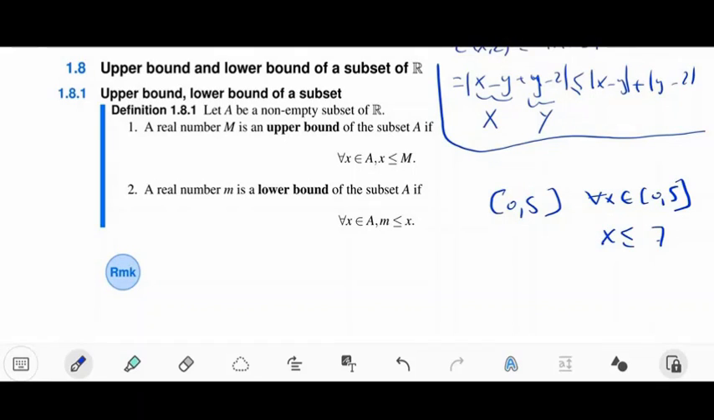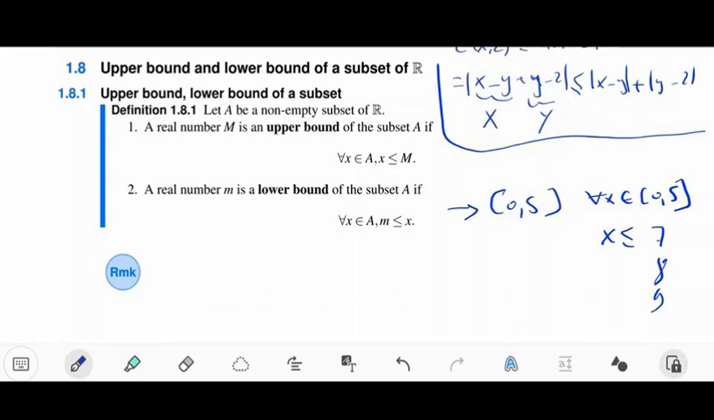So this is how we will define upper bounds and lower bounds. If you have a set like [0, 5], and an element in R that is greater or equal than all the elements belonging to this subset, then this element is called an upper bound of [0, 5]. Of course, if you have an upper bound, you will have other upper bounds. Here, if 7 is an upper bound, then any other real number greater than 7 is also an upper bound, like 8 or 9 or whatever.